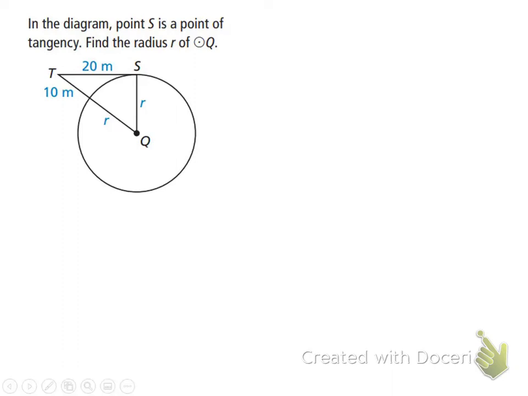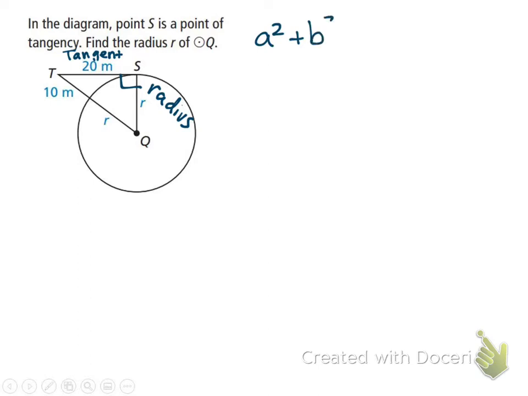It says in the diagram, point S is a point of tangency. Find the radius of circle Q. So if S is the point of tangency, which of these is the tangent line? ST. So if this is my tangent line, which of these is my radius? QS. So then where's my right angle? Angle S. So we're going to use the Pythagorean theorem.